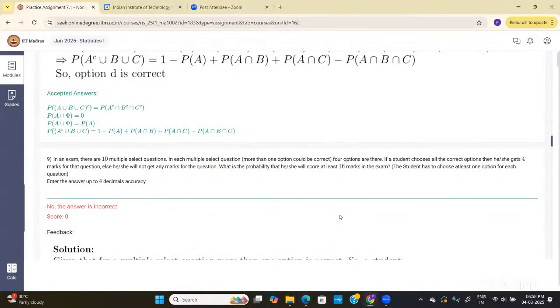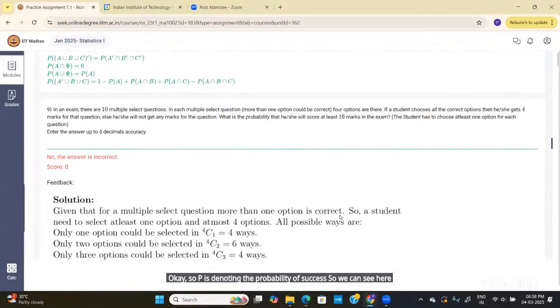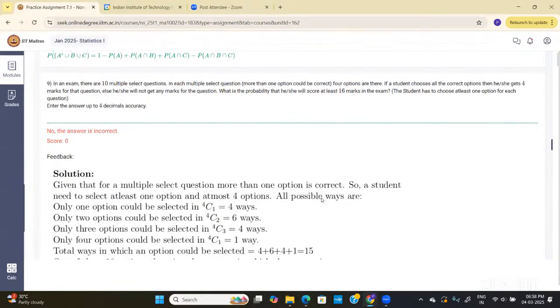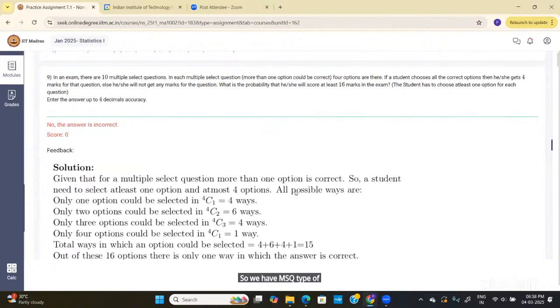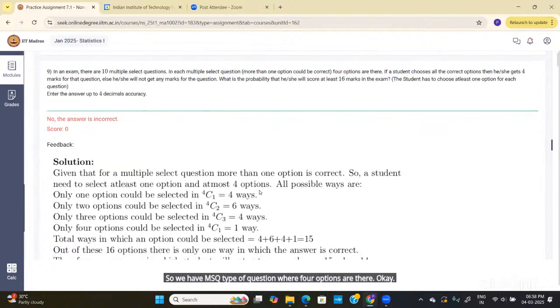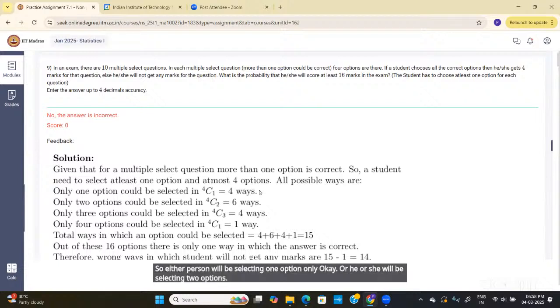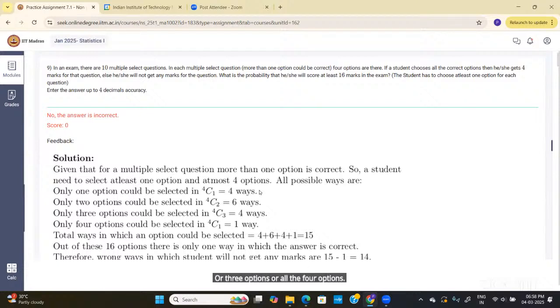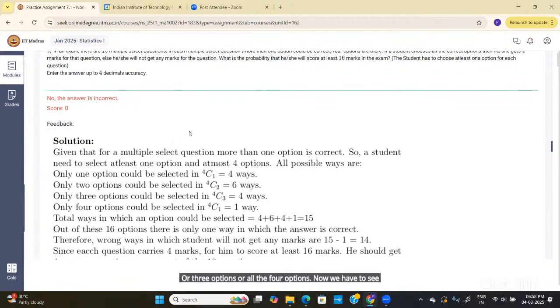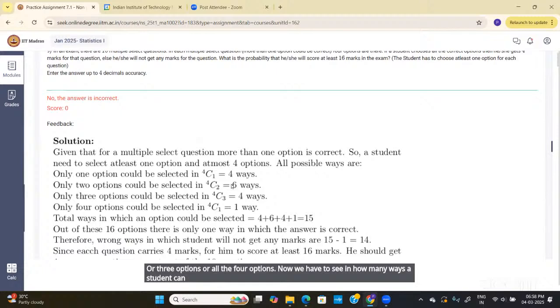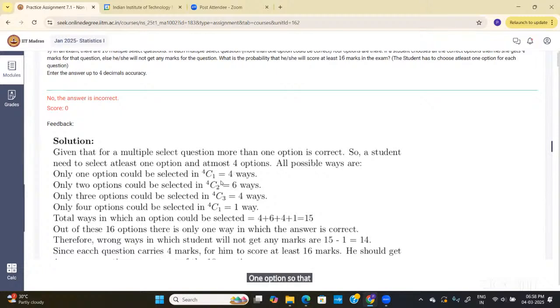So we can see here, we have an MSQ type of question where 4 options are there. Either the person will be selecting one option only, or he or she will be selecting 2 options, or 3 options, or all the 4 options. Now we have to see in how many ways a student can select one option. That can be done in 4C1 ways, right? Out of 4 options, we have to select only one. So that we can do in 4 ways.